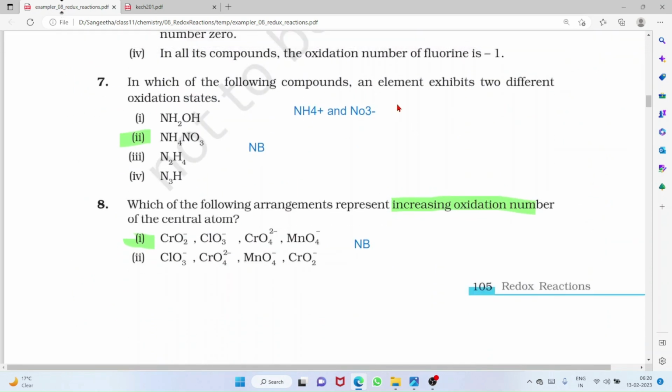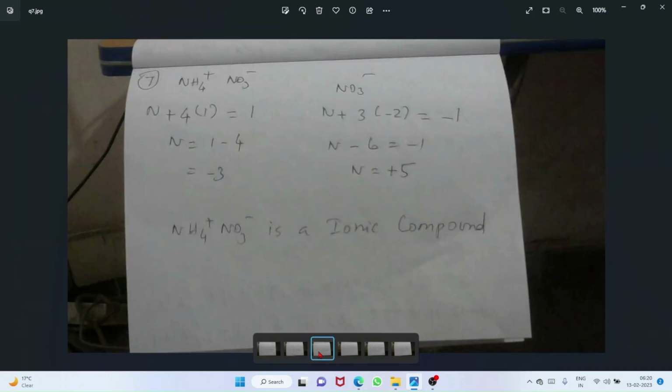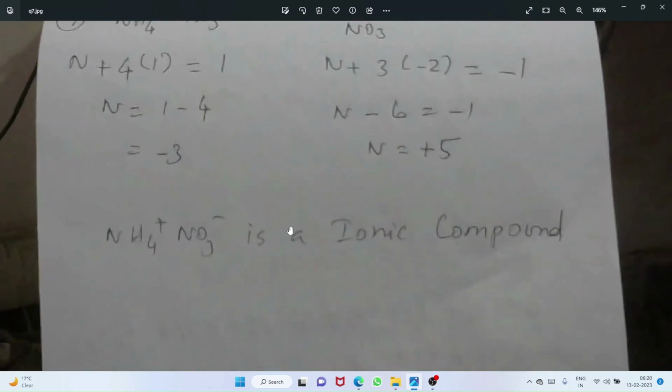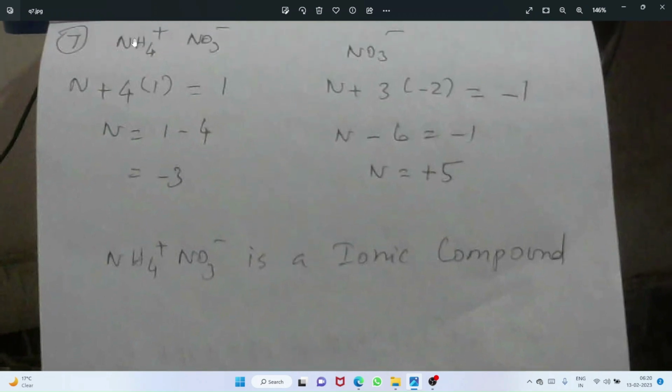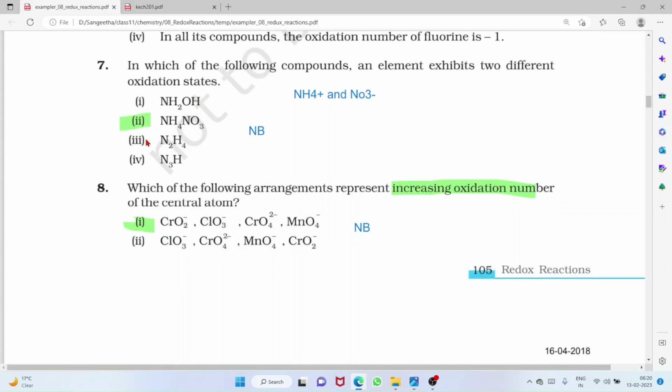Which of the following compounds exhibits two different oxidation states? So here, nitrogen in this ionic compound will be -3 and in NO3 minus it is +5. So here we have two different oxidation numbers for nitrogen. So this is the correct answer.